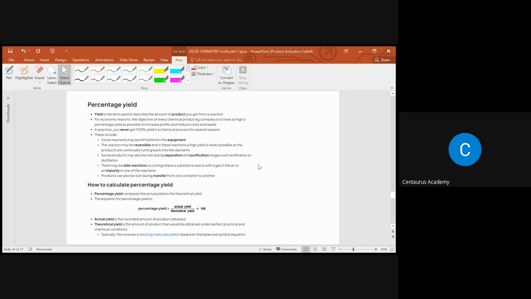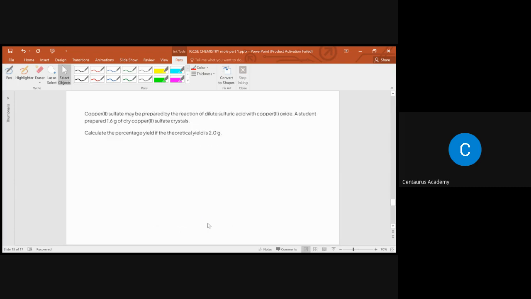Whenever such questions come up, you have been given by the examiner the actual yield. You simply have to divide by the theoretical yield and multiply it by 100 to convert it into percentage. Okay. Actual yield is usually given by the examiner. Theoretical yield is the one that you have to find out, and obviously you find it by using the molar calculations which we did in the previous questions, right?